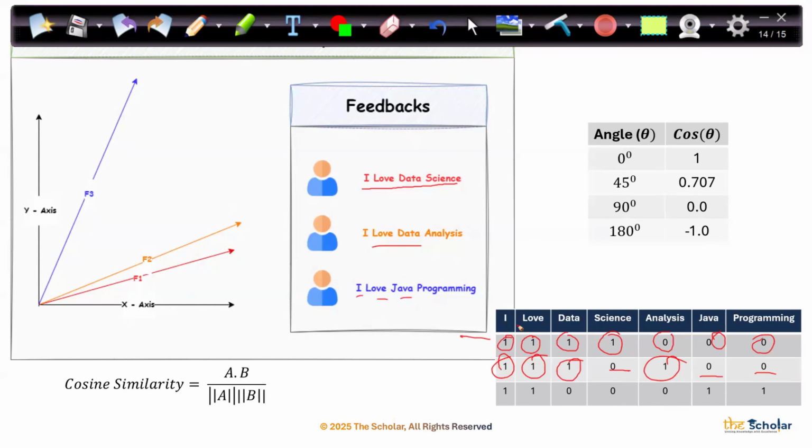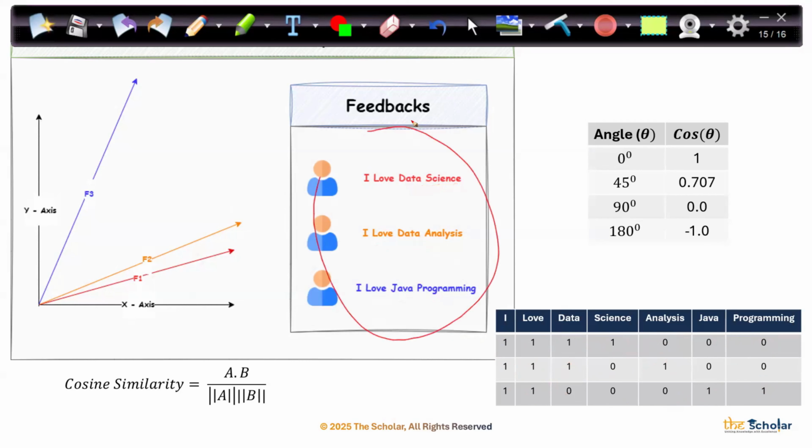Then I love Java programming. These are the words which are not present. So this is basically I am converting my textual data to numerical data. This is one of the ways of converting text to numbers. There are a lot of advanced techniques also available, but as of now we are very new, so I am not discussing anything advanced. So this way I converted. 1 means the word is present, 0 means the word is absent.